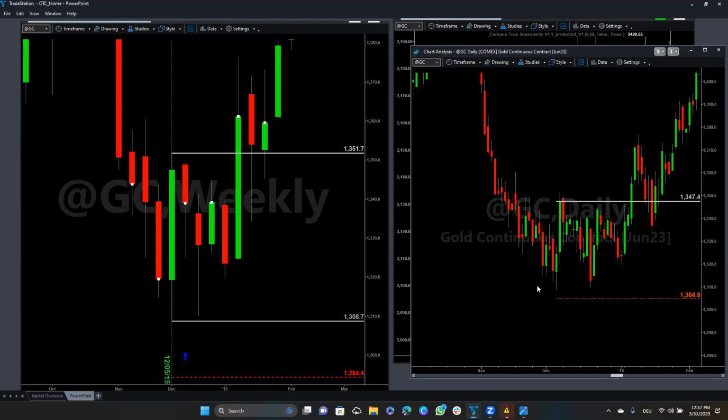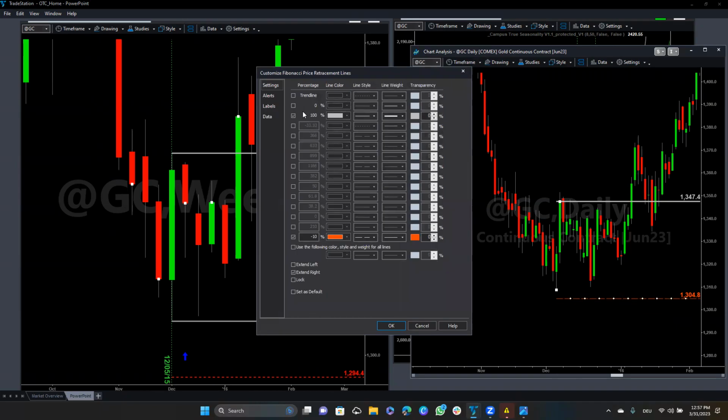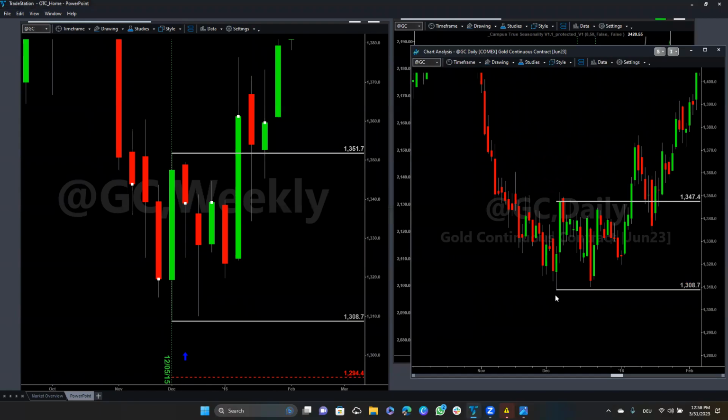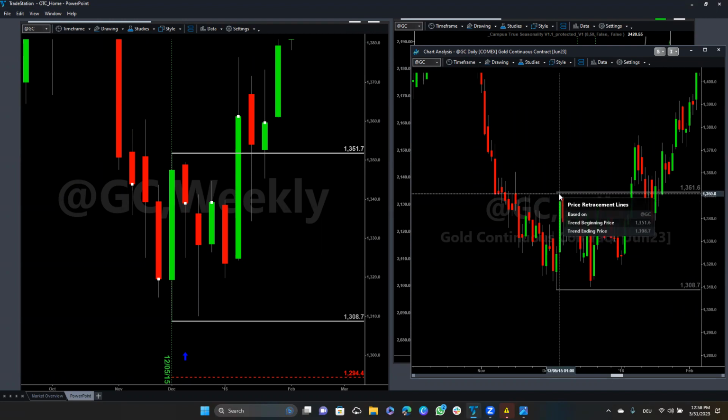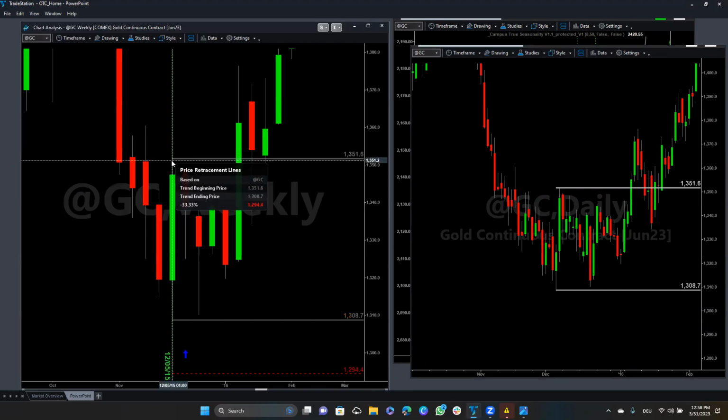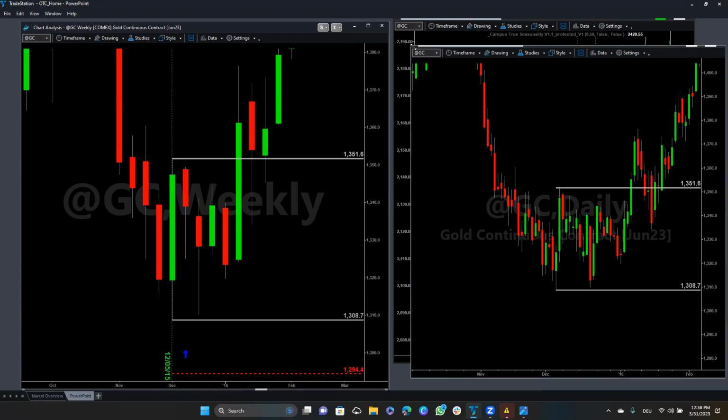1347. Yes, it's close to the zone. 1304. Yes, it is the same as the one I used here. Give me a second. I want to be sure that it is the same entry. Okay, snap mode. This is correct. And this one is correct. That's the same here. Look, the weekly bullish engulfing high, the bullish engulfing low. Perfect.